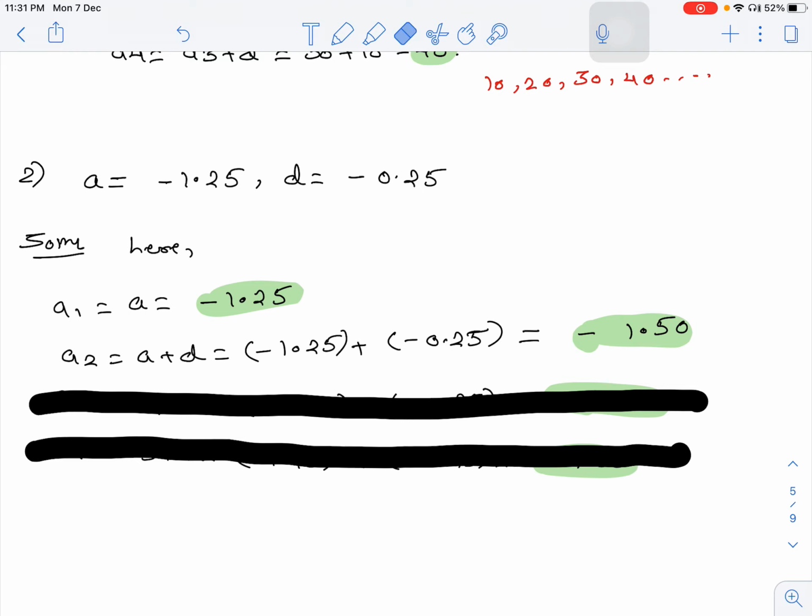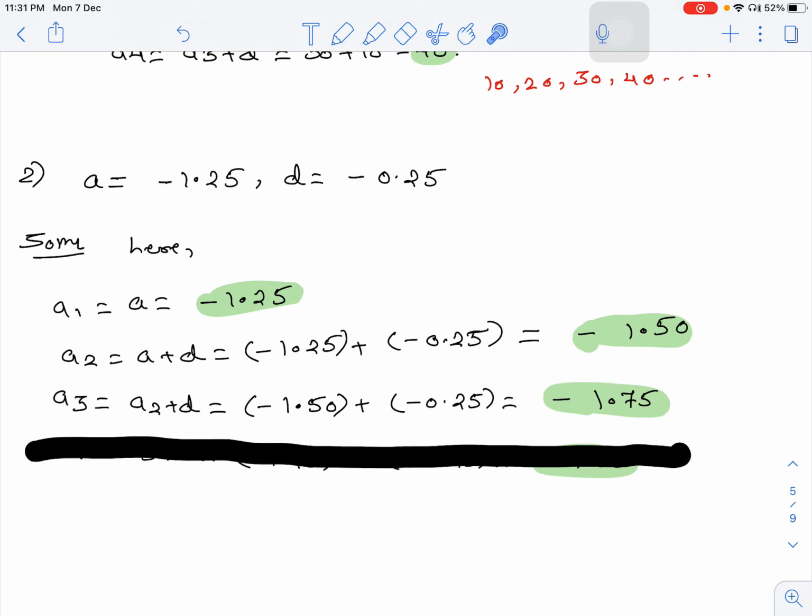Now, how to get A3? A3 will be equal to the second term plus difference, because we only have these values. That is A2 plus D. Now, A2 is minus 1.50, that we have written here, plus D. D is minus 0.25. Again, both are negative signs, so we can directly add them. So our answer is minus 1.75.